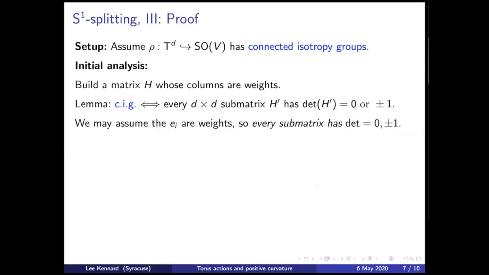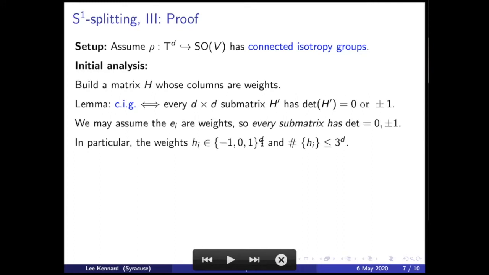To continue the analysis, you can always assume that the weights include the standard basis vectors. This is just obtained by precomposing with an automorphism of the torus. You're just changing the basis. Now imagine a D by D submatrix where you take D minus 1 of the standard vectors, and then you just take 1 of the other weights. That D by D determinant is just going to pick out one of the entries of the weight that you picked. And since the determinant is 0, 1, or -1, this means that your weights are just made up of elements from -1, 0, and 1.